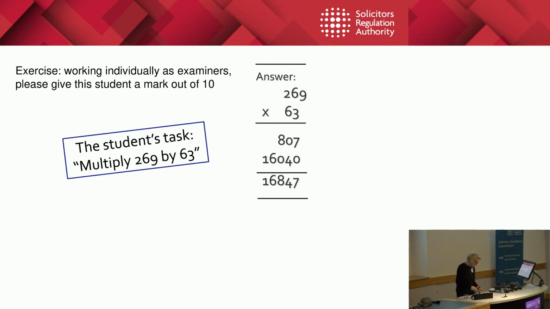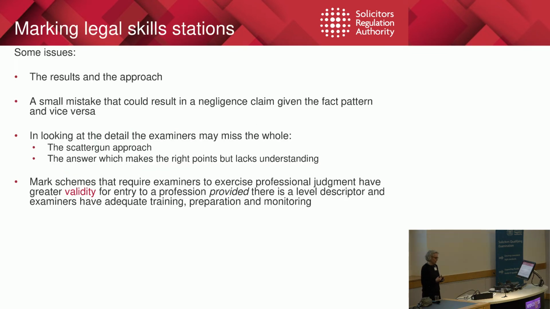For those of you that didn't have your phones, the method is right, there's one digit wrong. These are some of the issues this raises about marking, and then I'm going to say a little bit about the SQE approach to marking skills. Obviously, are you marking the result or are you marking how they calculated it? Fundamental point. The small mistake that can result in a negligence claim, how do you mark that? Or the large mistake that they get away with because of the fact pattern. That's in a way similar to this.